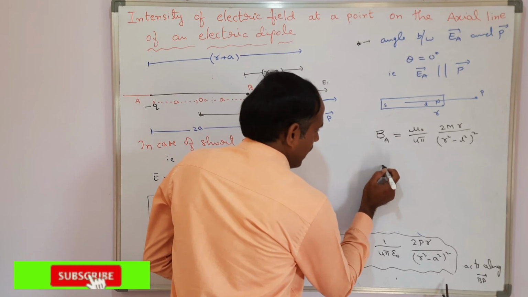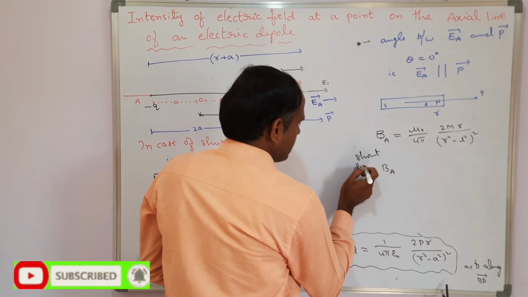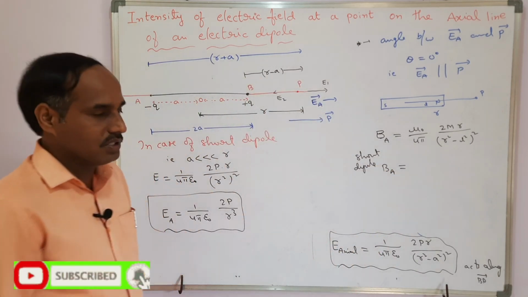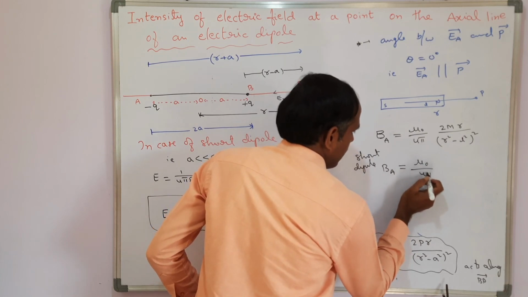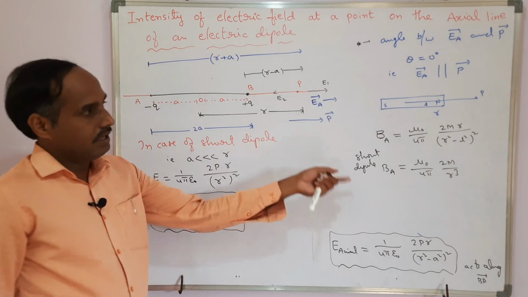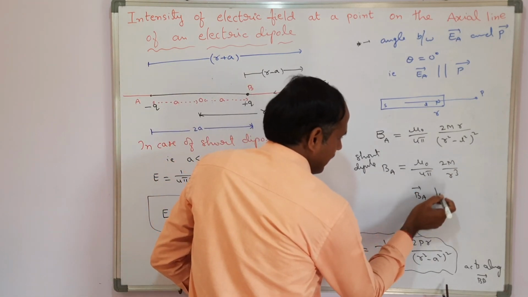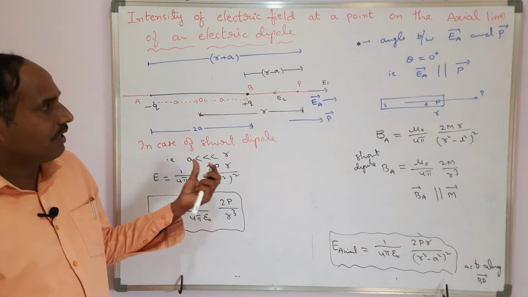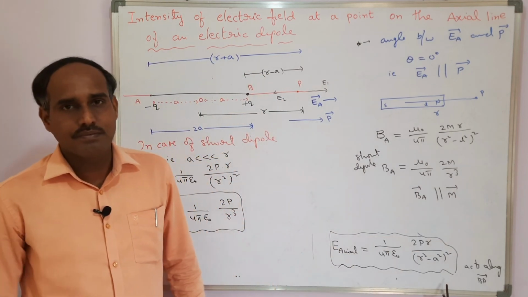Similarly, in the case of a short dipole, we have the same; the derivation is the same, but for the competitive side we need the expressions only. So here we get mu naught by 4 pi 2m by r cube. Here also B on the axial line is parallel to the m bar. These are all the similarities between the electric dipole and the magnetic dipole.